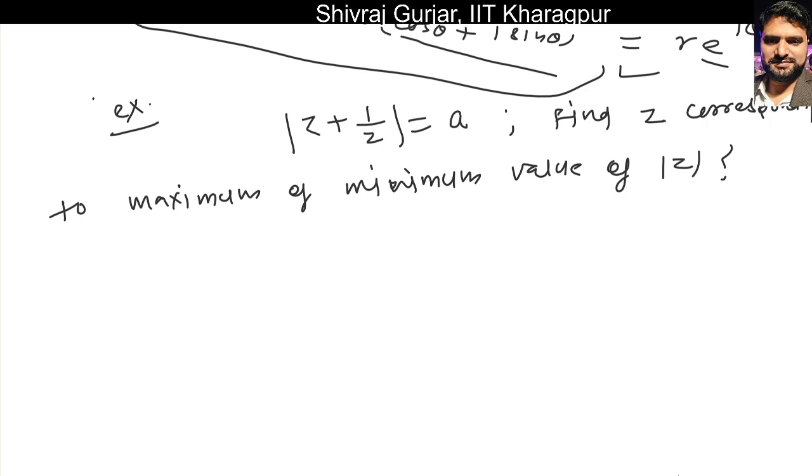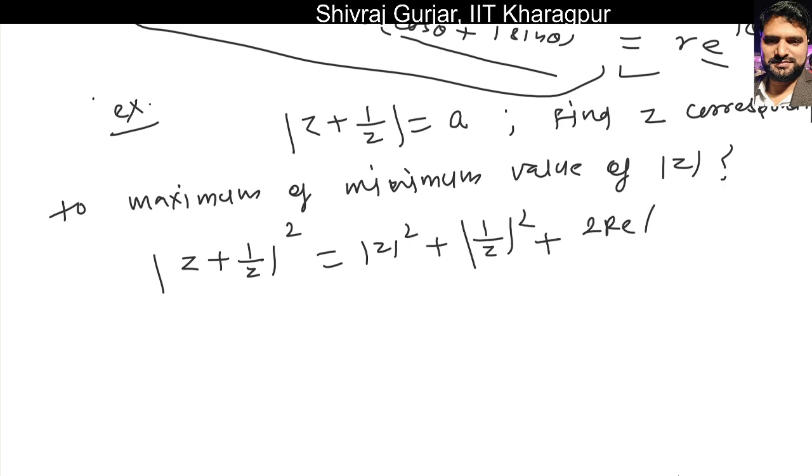Okay, so now modulus of z plus 1 by z, whole square, is nothing but modulus of z square plus modulus of 1 by z square plus 2 real, which we just studied, of z into 1 by z bar. Okay, z1 z2 bar. Oh, this is nothing but a, so a square.